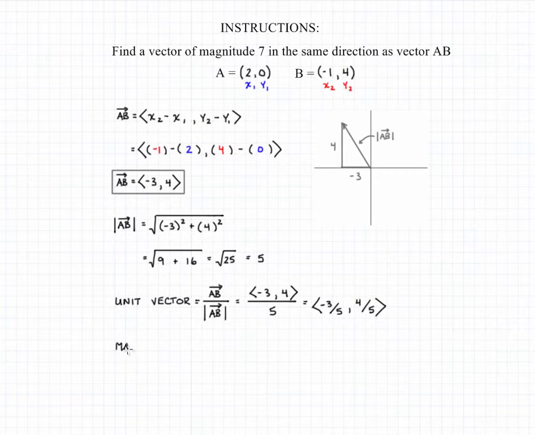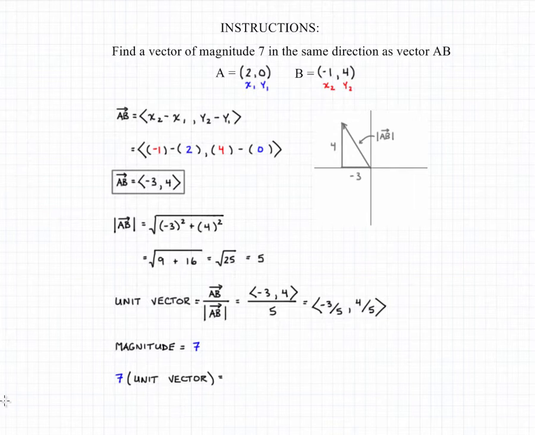What we want, however, is a vector with a magnitude equal to 7. So we know that a unit vector has to have a magnitude of 1, so all we need to do is take 7 and multiply it by our unit vector to end up with the answer that we're looking for.